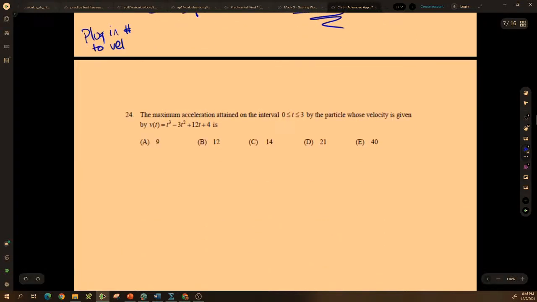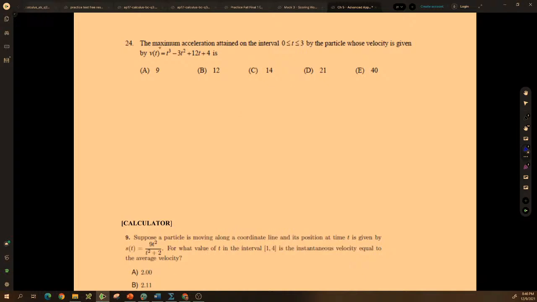All right, next up, the maximum acceleration attained on the interval, so this is an absolute max, of the particle's velocity is given by v of t is what? This one is a really tricky question. We really need to be careful that it's the maximum of the acceleration.